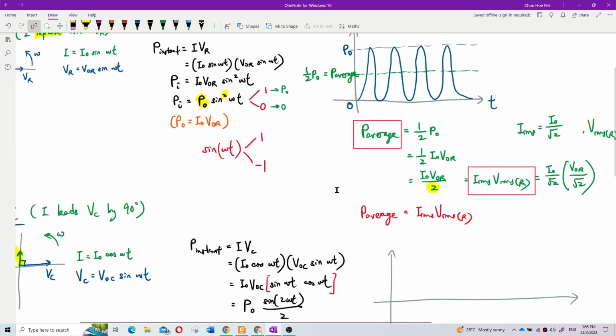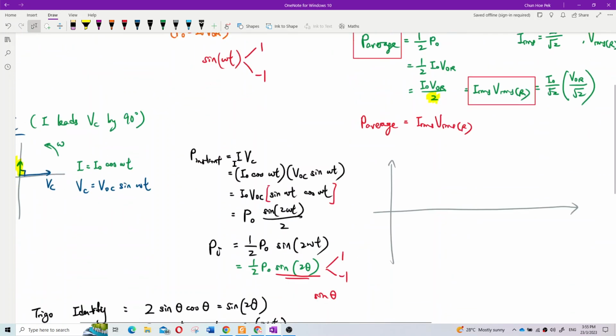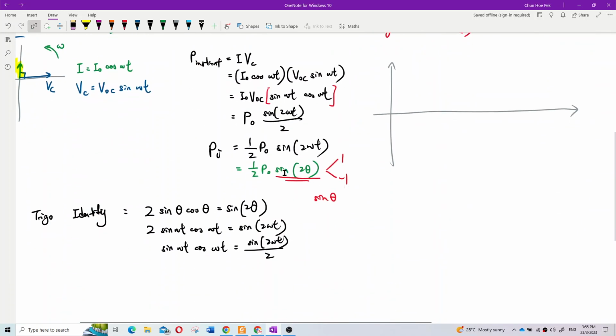It has negative values. Just now the equation was sine square, and sine square doesn't have negative values. It has 0 as the minimum. That one is sine square for the pure resistor. This one doesn't have sine square, it's just sine 2 theta. So this one has negative values. It can go to positive 1 and negative 1. And then the maximum is what? The amplitude is half P naught.